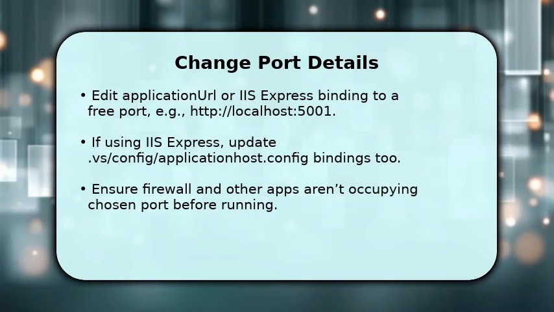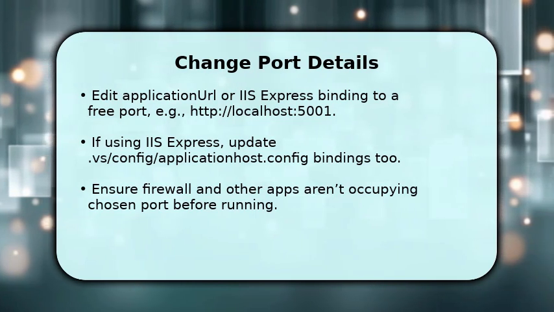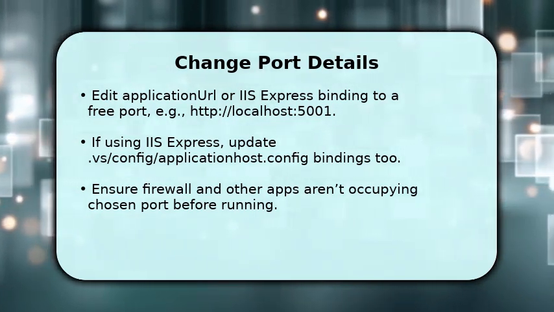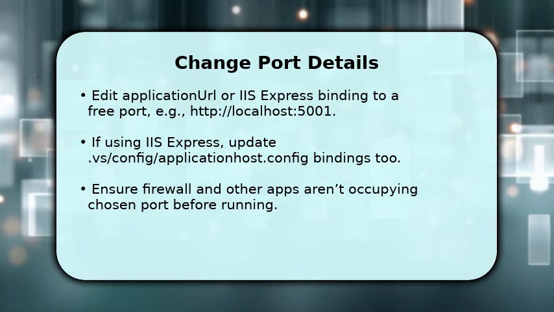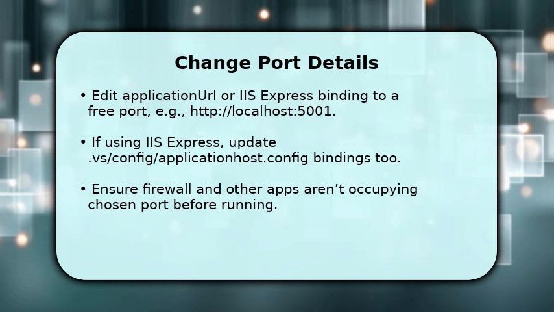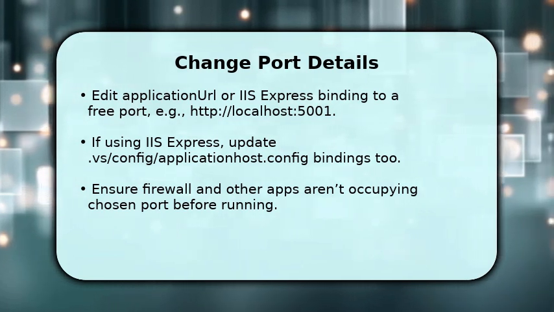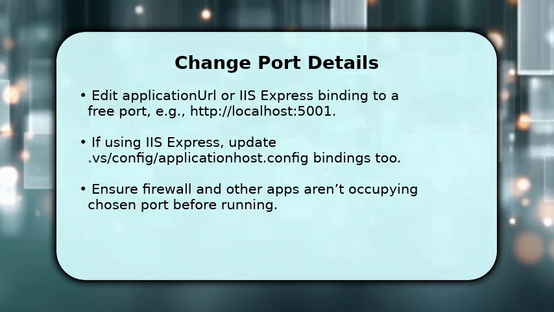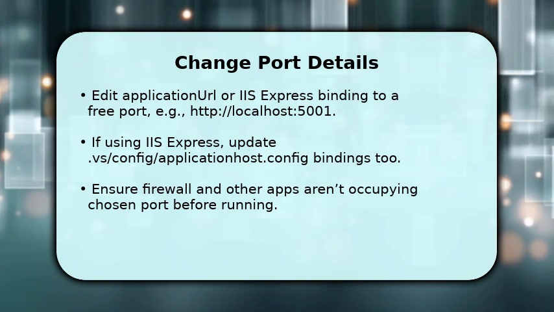You now perform the core change. Modify the application URL or IIS Express binding to a free port, for example http://localhost:5001, and save the file. If using IIS Express, additionally edit vs/config/applicationhost.config. Update the binding information port value so the web server and IDE agree.